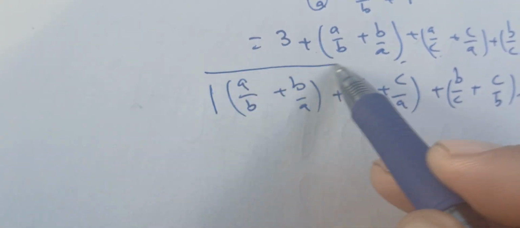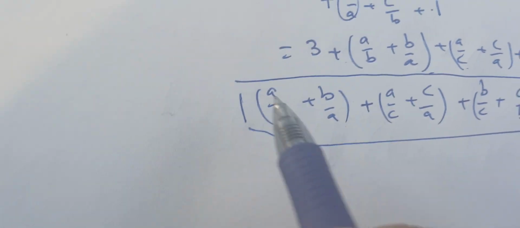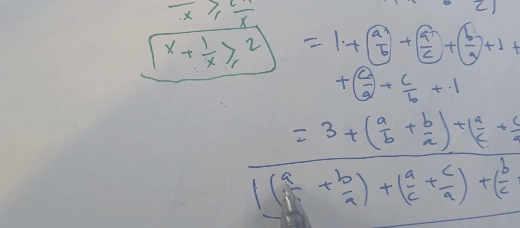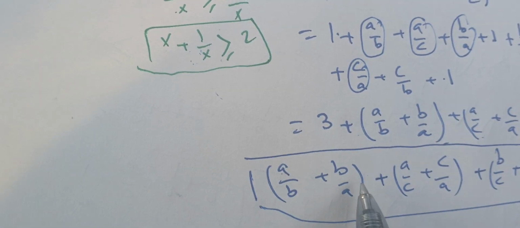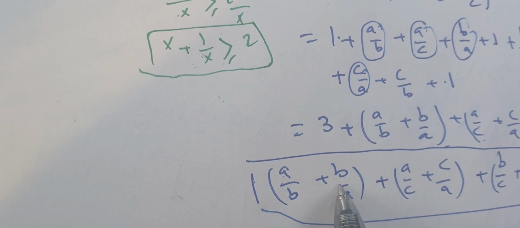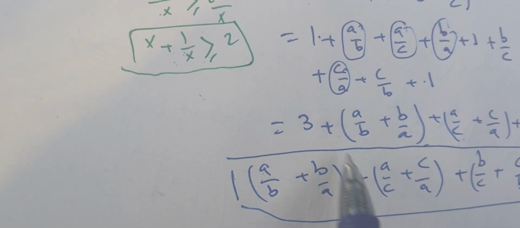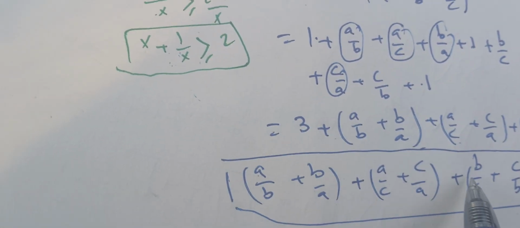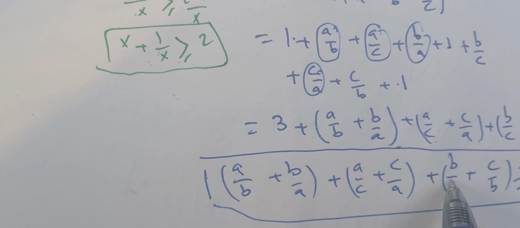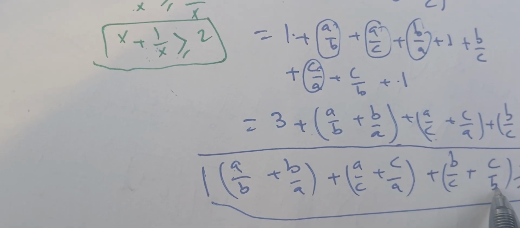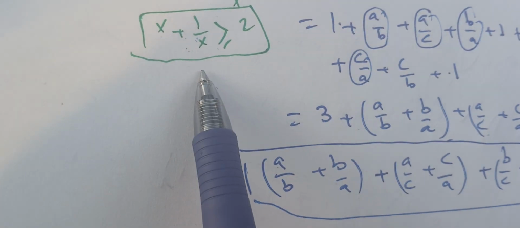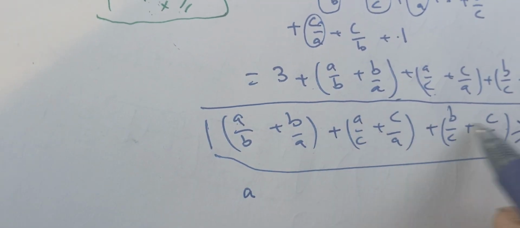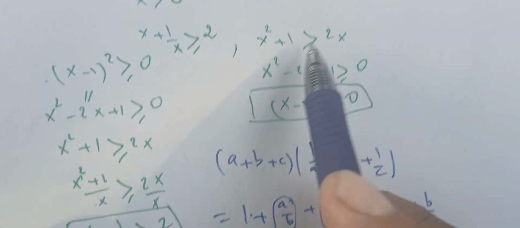Now we're going to use this key idea. Note that if we take x as a/b, then 1/x is just b/a. If we use x as a/c, then 1/x is c/a. The same thing here: if we use x as b/c, then 1/x is c/b. So using this result, we're going to prove this now.